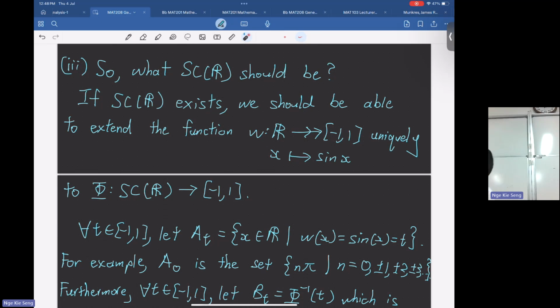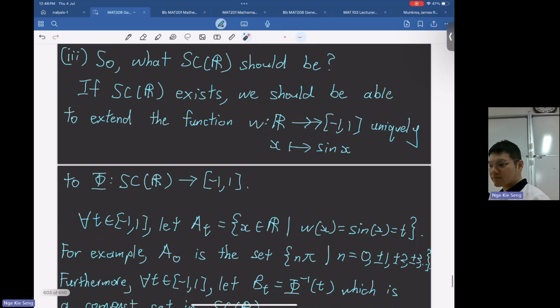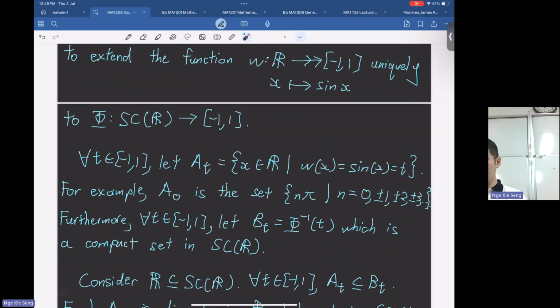So if it exists, we can consider this simple function here, sin x. Sin x is obviously bounded and continuous. If you look at this map here, and you look at the pre-image at every point, in particular, for example, at 0, you can see that it is a discrete point. n pi is a discrete point.